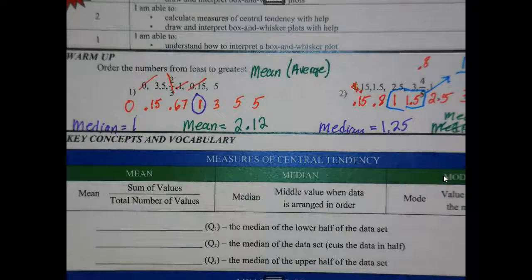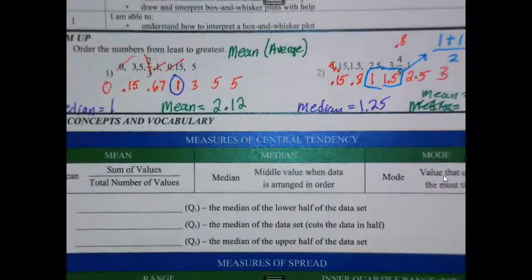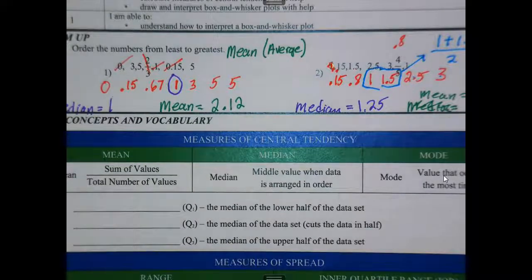And we got a median of 1.25, right? And that's all I told you to do, right? We only had those two problems. Okay, so we got to go on.